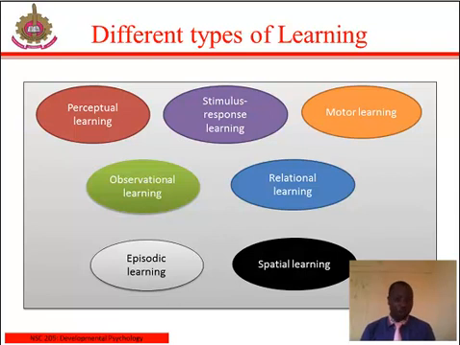And number three, we have motor learning. This involves the establishment of changes within the motor system. And four, we have relational learning. It involves connection between different areas of the association cortex. And five, spatial learning. This involves learning about the relation among many stimuli. And six, we have episodic learning. It involves remembering sequences of events that one witnesses.